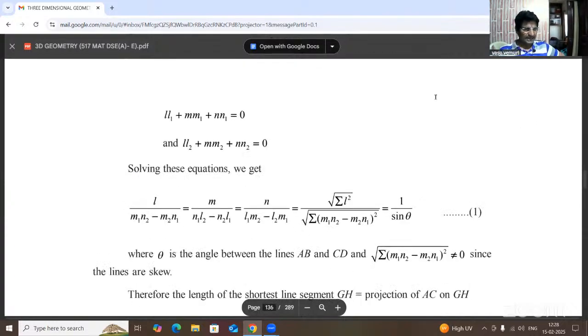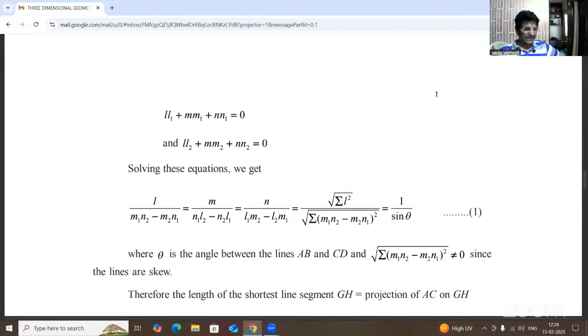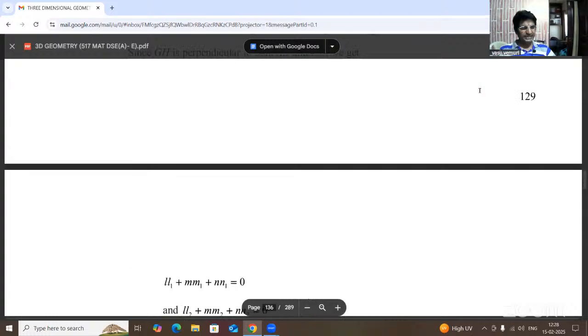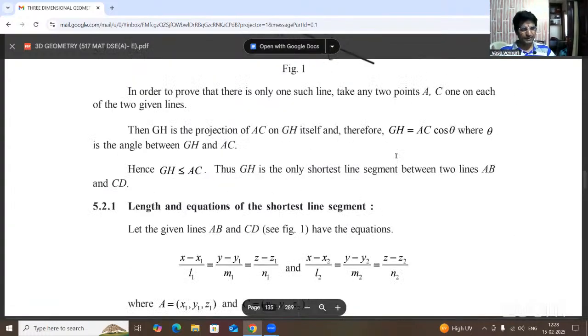That is L1 plus M1 plus N1 equal to 0, and the second one is L2 plus M2 plus N2 equal to 0. We are getting the values of LMN, so that value is equivalent to 1 by sine theta, where theta is the angle between the lines AB and CD. You just have to observe the given figure.